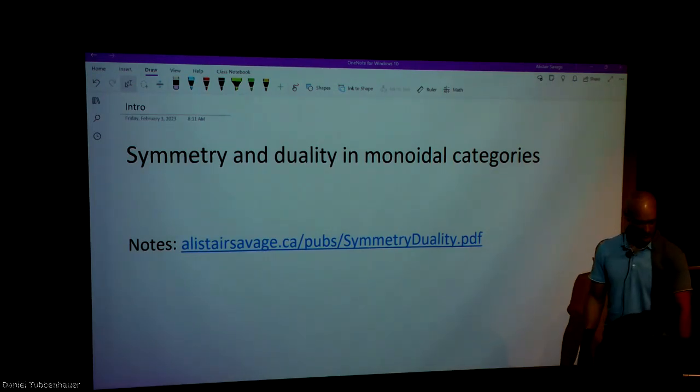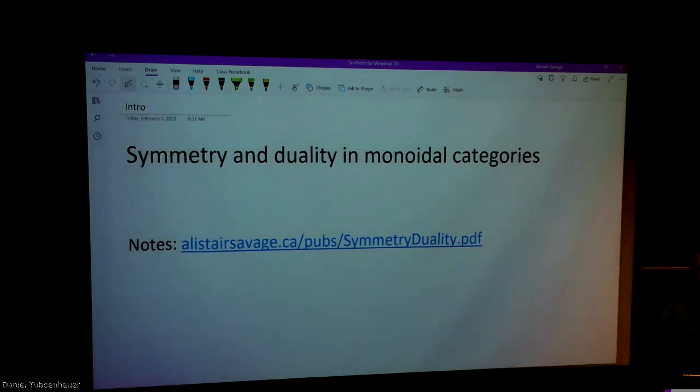So, let me first say, I see a number of senior people in the audience. This lecture is not aimed at you. So if you find it a bit basic, this is aimed at graduate students.